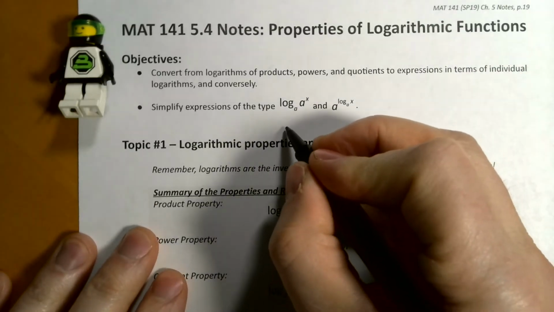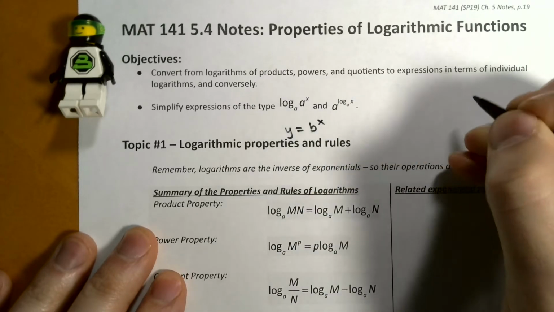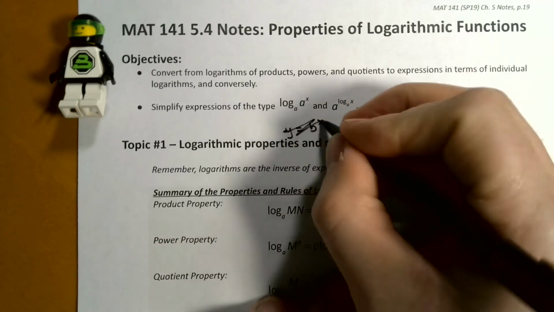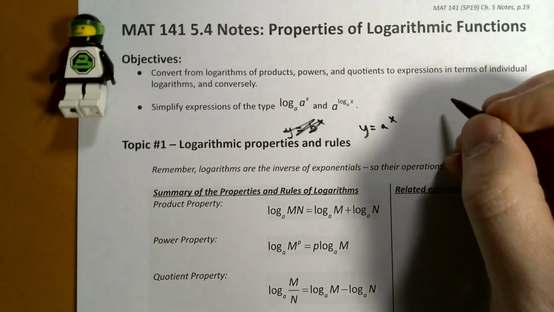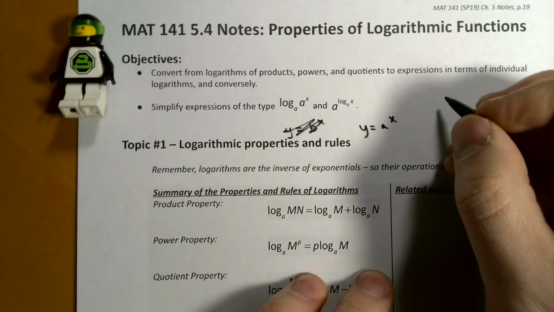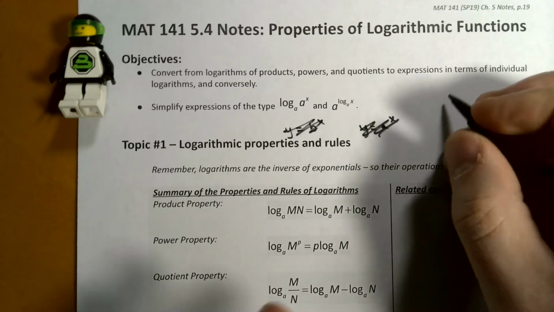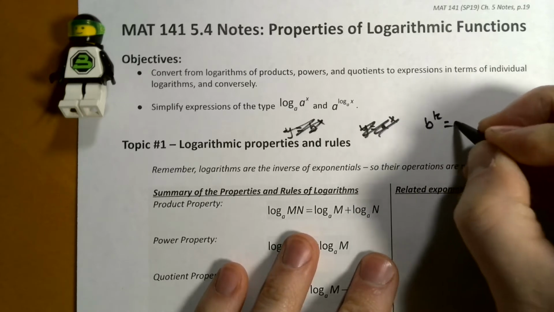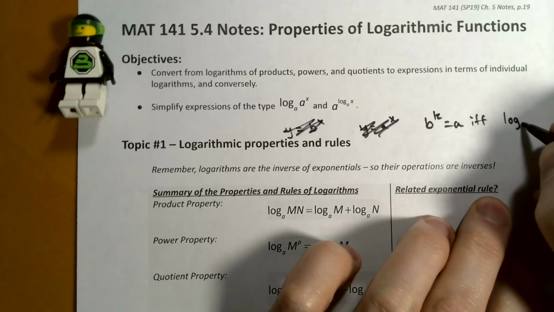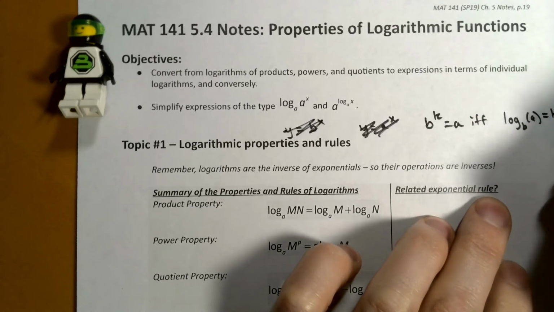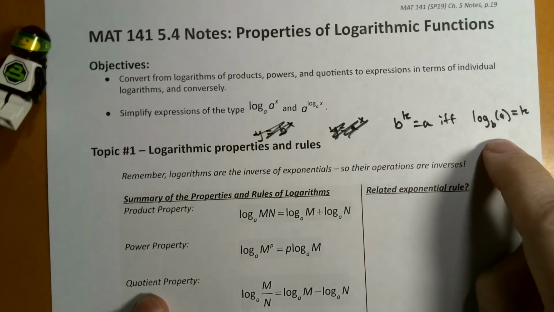First, let's recall that if y equals b to the x, nope, that's not the letters we used. If y equals a to the x, no, it was b to the k equals a. That's true if and only if log base b of a equals k. That was our connection between exponential versions and logarithmic versions.